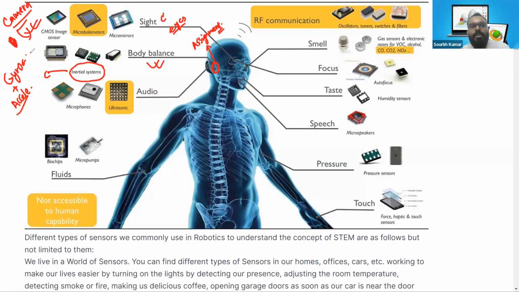So the gyro gives the values of x, y, and z coordinates, and the accelerometer gives the value of the change of speed, right? As I already mentioned earlier, change in speed. So the gyroscope gives the location of the object in space, and the accelerometer gives data about how much speed it is traveling with. So the inertial system is a combination of gyro and accelerometer, which gives the proper stability and information to stabilize the robotic body in space.